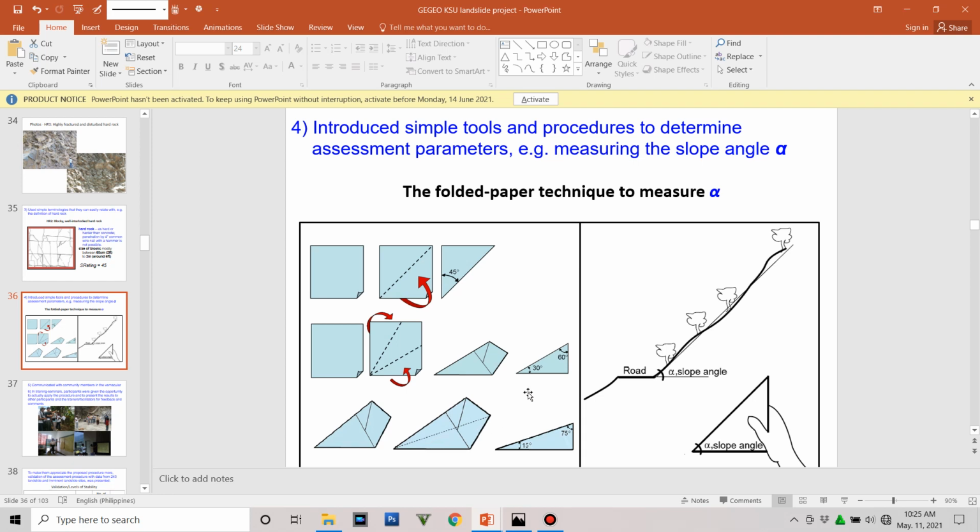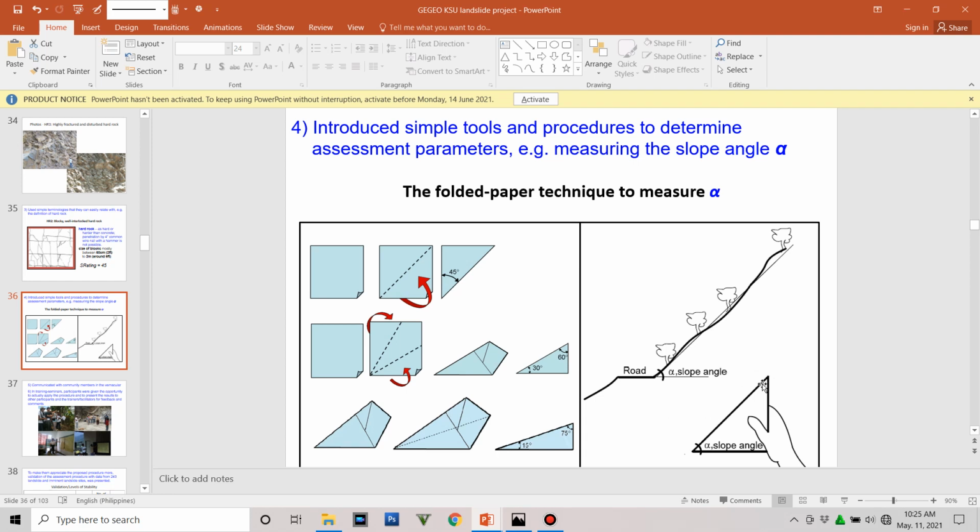So, you subdivide the 30 degrees, i-fold mo pang isa. Isa pang fold sa 30 degrees, magiging 15 degrees na yan. Tapos, mag-establish ka ng 90 degrees dyan. The other angle, 15 degrees, of course, is 75 degrees. Okay, so with simple trigonometry, you can facilitate measuring the slope angle by a simple folding technique.